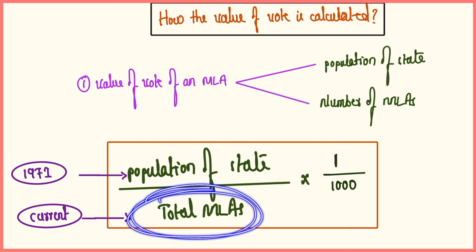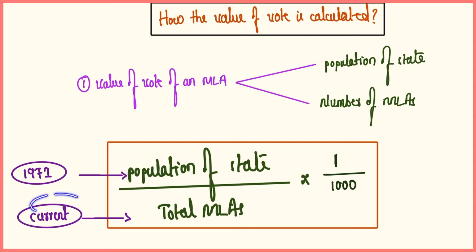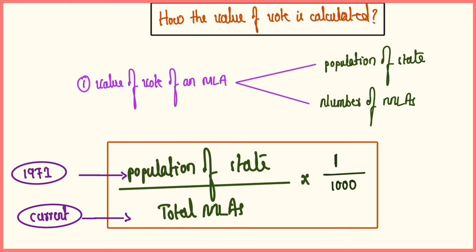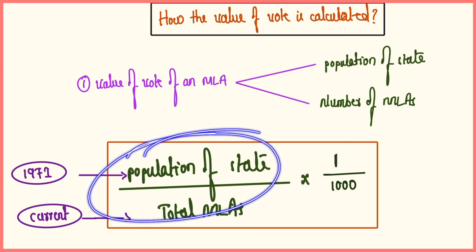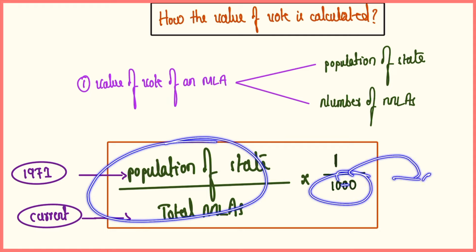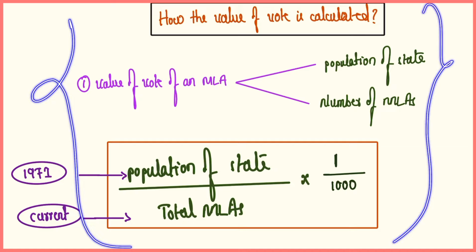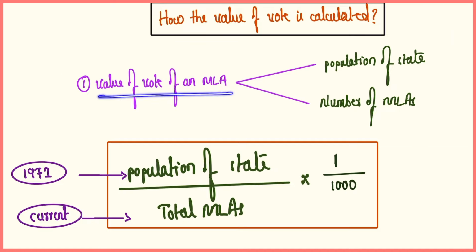But which year's assembly strength is used? It is current. What is the current strength of the assembly that is used? For example, the current strength of assembly in UP is 403. So that is used. Now, this is the formula used for calculating the vote of an MLA, right? After doing this, this result is divided by 1000. Why this result is divided by 1000, I will tell you in a future part of the video. I hope you understood the formula used for the calculation of the value of vote of an MLA.